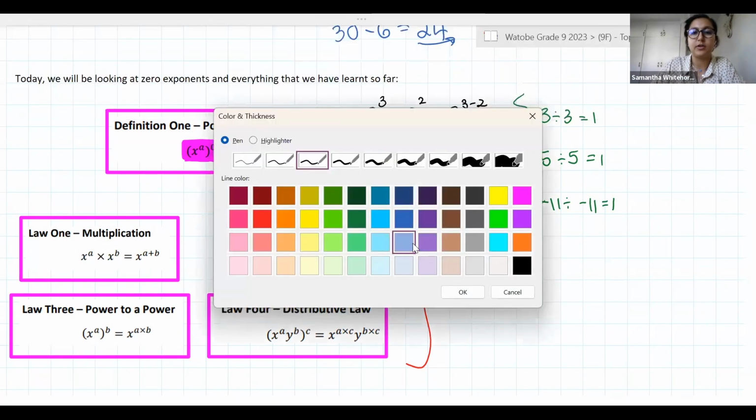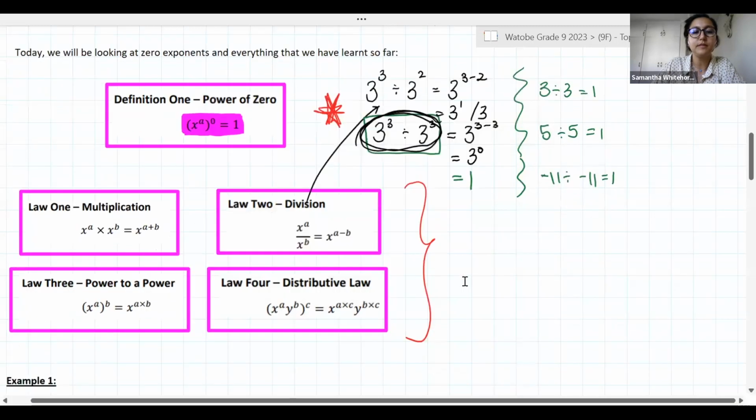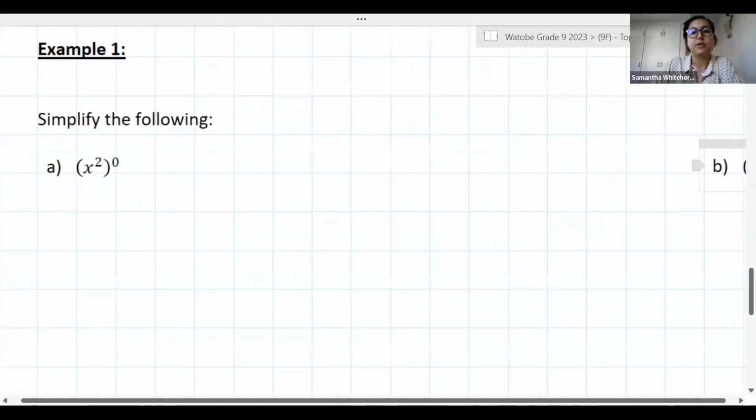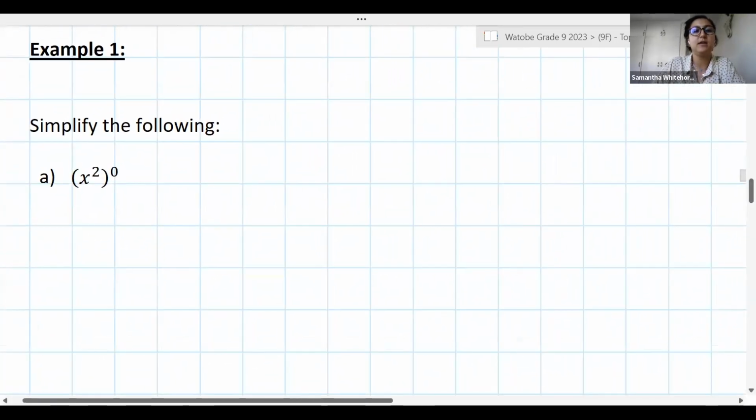Alrighty, guys. So let's have a look at some examples here. Let's start with question A. We've been asked to simplify the following. Now, there's a couple different ways you can approach this, and with exponents, that is what's quite nice about them, is that you can do them in many different ways.